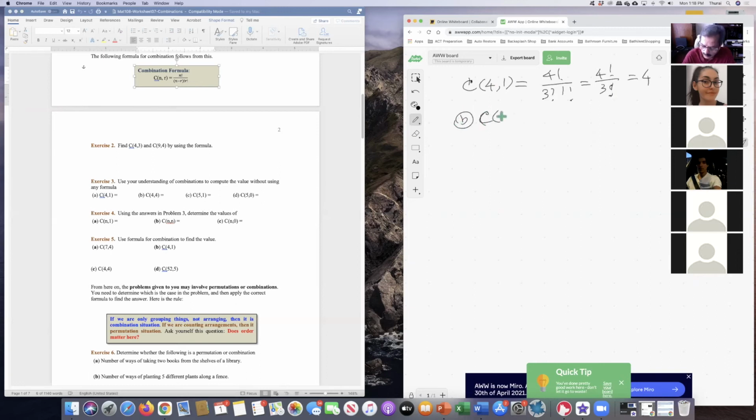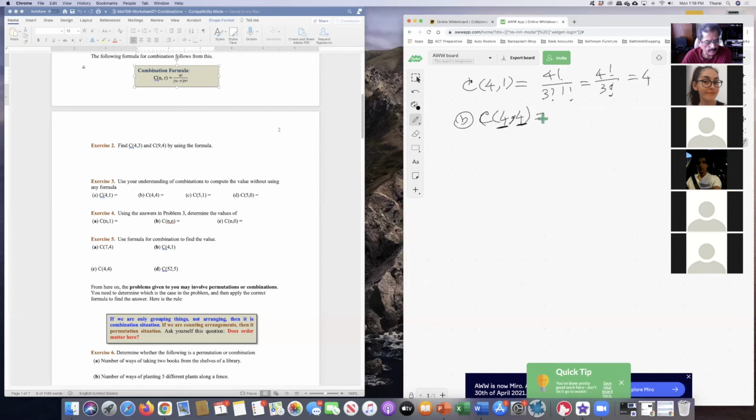C(4,4) means what? 4 objects are given, and how many are we choosing? From 4 objects, we are choosing 4, right? Isn't that the meaning of this? Number of objects given is 4, number of objects chosen is 4. In how many ways can I choose 4 objects from 4 objects?